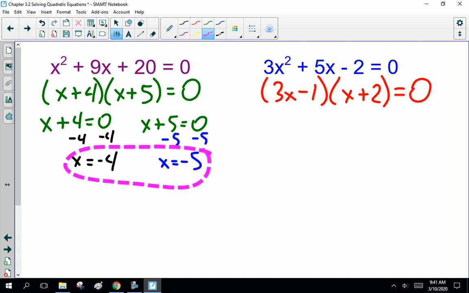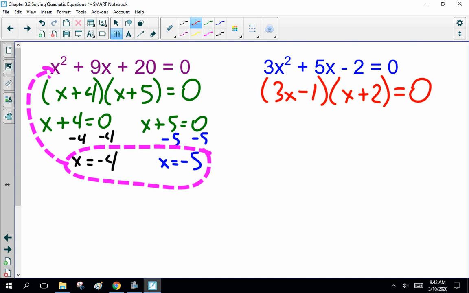Both those numbers work. Plug them into the original equation. So go up here. Now, what is minus 4 squared? That's plus 16. 9 times minus 4 is minus 36. Plus 20. So what is 16 minus 36 plus 20? It equals 0. Plug in minus 5. Minus 5 squared is plus 25. 9 times minus 5 is minus 45. Plus 25 minus 45 plus 20 is 0. So both of these work.